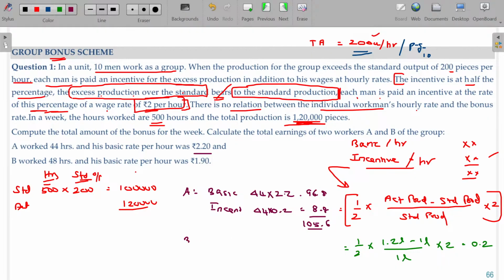In case of B, basic: worked for 48 hours into his basic wage of 1.9, and incentive is 0.2 per hour of working. This one is 91.2, this one is 9.6. Overall value is 100.8.